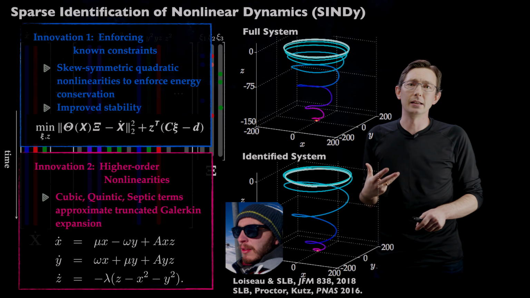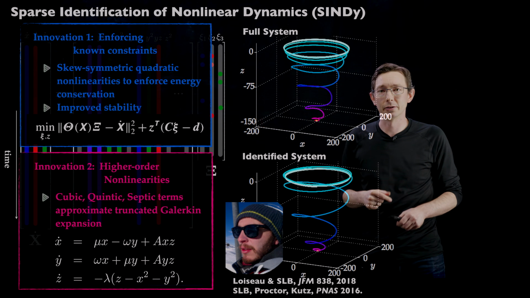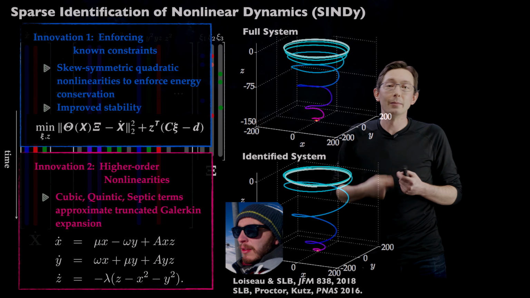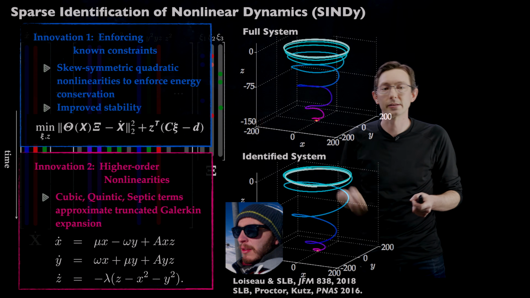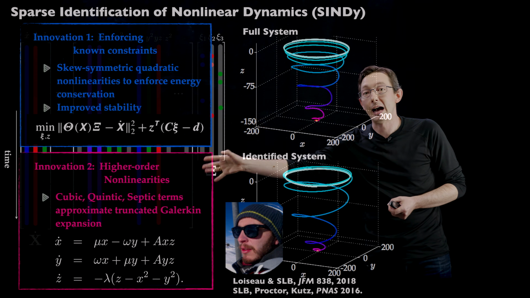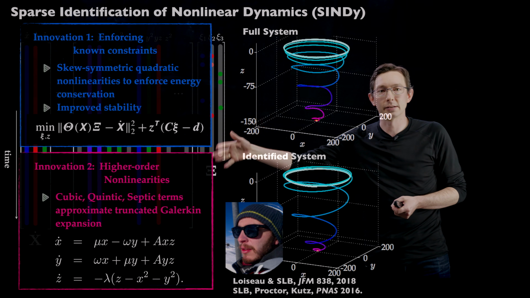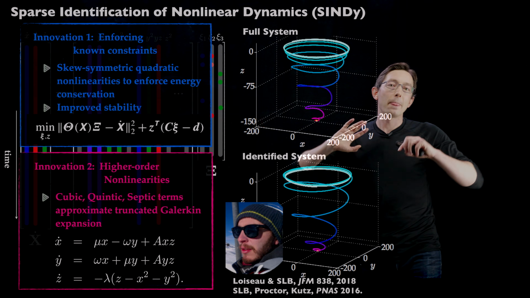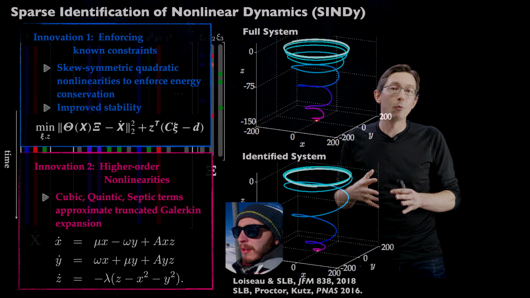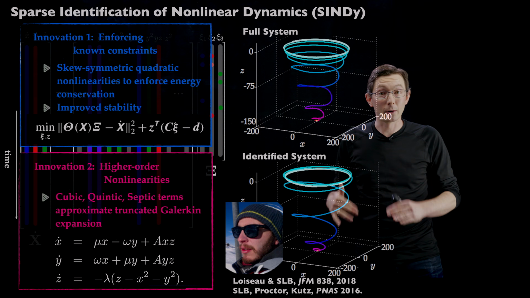So the original SINDy model for the flow past a cylinder used quadratic terms because the Navier-Stokes equations have quadratic terms, because Noack's model has quadratic terms. But if you allow yourself to have higher order terms, third order, fifth order, seventh, cubic, quintic, septic, even nonic terms, then what you get is a more accurate model at lower order.